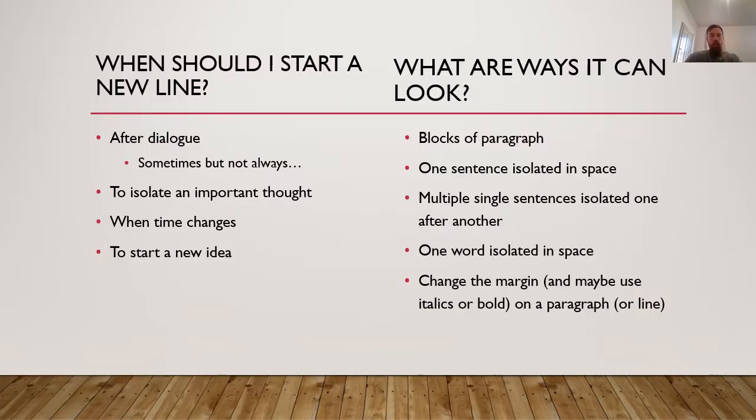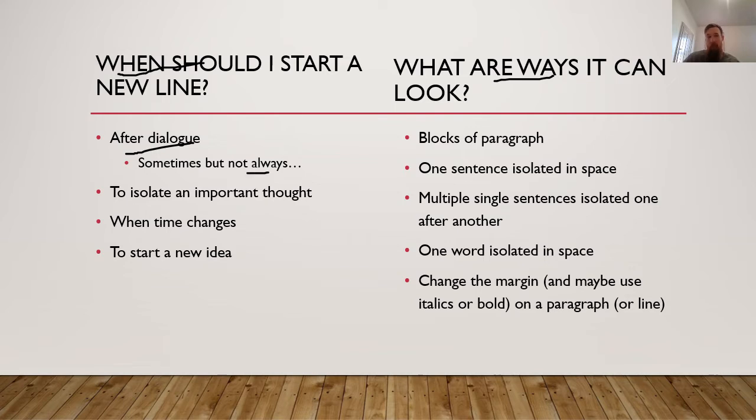So all these things kind of lead to a bunch of different options we can do for spacing and things we should be thinking about. So I want to look at it in two ways. When should I start a new line? And then what are ways that it can look? So when I'm starting a new line, I want to decide how I want that new line to look. So I might start a new line after dialogue sometimes, but not always.